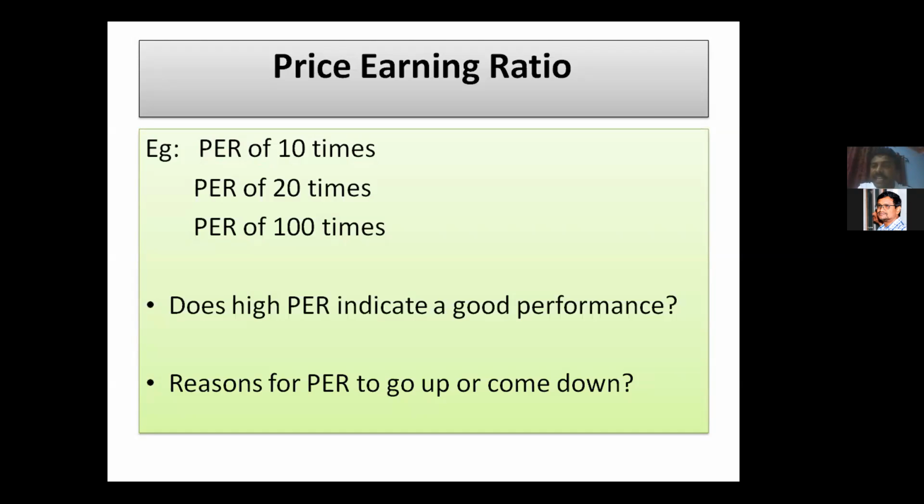P ratio of 10 times ಅಂದ್ರೆ ಏನು, ಇದನ್ನ ಮೊದಲು ಅರ್ಥ ಮಾಡ್ಕೊಳ್ಳೋಣ. P ratio of 10 times ಅಂದ್ರೆ, for 1 rupee of earnings per share, 10 rupees is the market price of equity share.